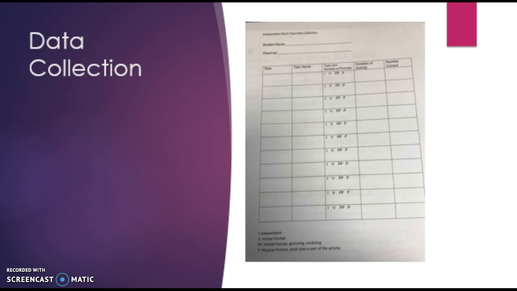If the student is independent throughout the task, then the observer would circle I for independent. If the student needed a verbal prompt from the teacher, they would circle V for verbal prompt. If they needed a partial prompt, a little bit of modeling, a little bit of showing what to do, then that would be a partial prompt, so you'd circle PP. And then if the teacher actually had to perform the whole activity for that student, I would put P for physical prompt.